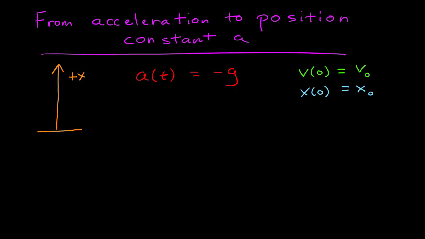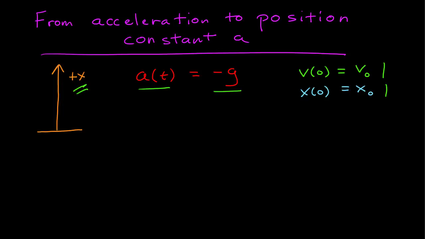In this example, we're given the acceleration and we want to find the velocity and position functions of time. We're given a coordinate system that's, say, positive up, and our acceleration in this case is a negative constant, and the constant we're calling g. g is a positive number. And we're given that the velocity at t equal to 0 is some constant we call v0. The position at time equal to 0 is another constant we call x0.